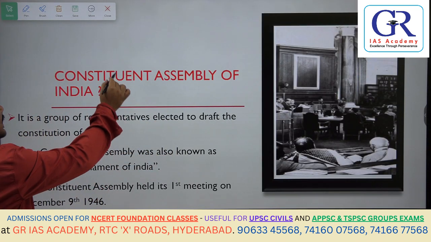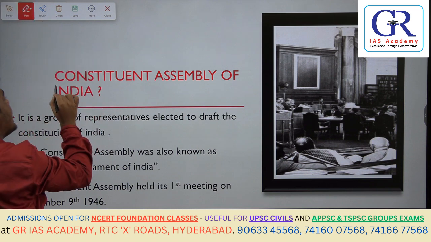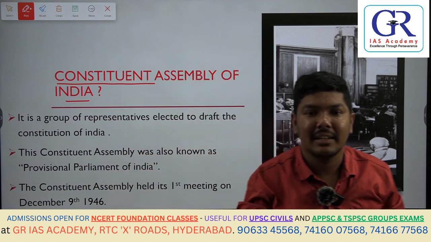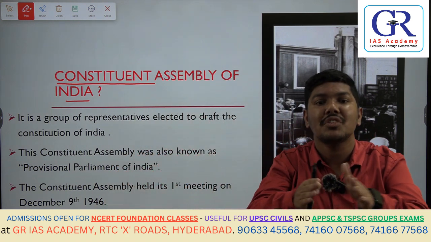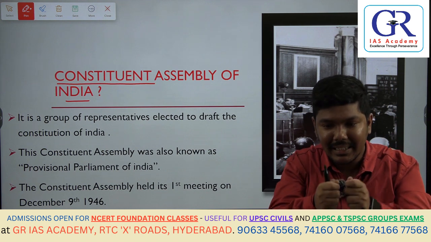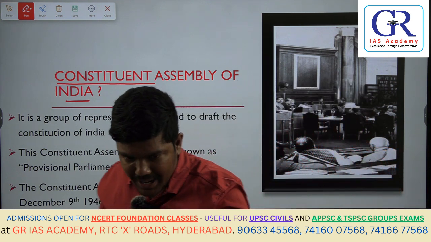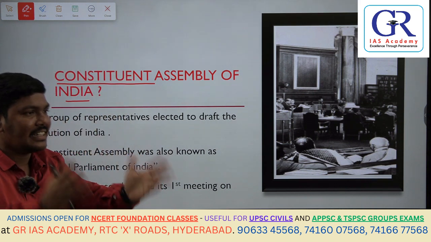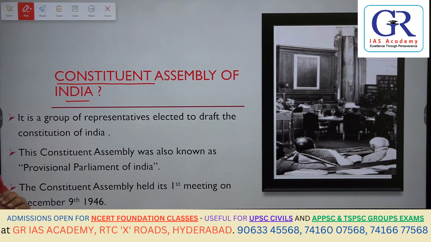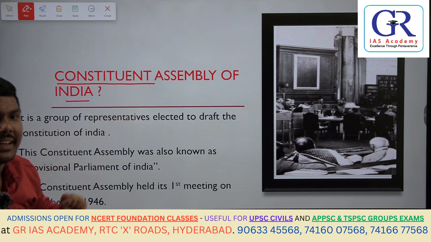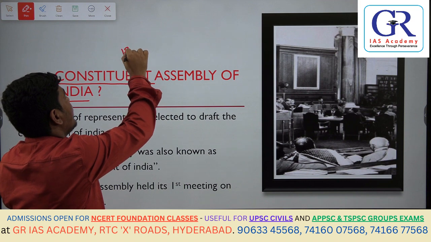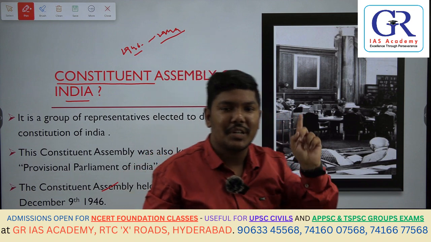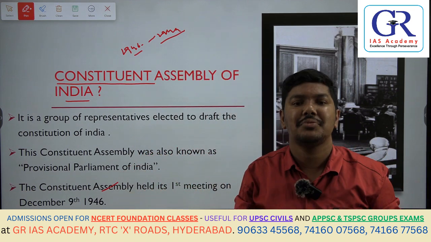So the next important thing is the Constituent Assembly, which we will be discussing. The Constitution of India was basically written by whom? It was written by a Constituent Assembly, which was commissioned by the Cabinet Mission Plan of 1946. I'll give you the notes later, so that you can concentrate on the class itself. The Constituent Assembly was constituted in the years 1946 to 49. The main objective of this Constituent Assembly was to draft the Constitution.